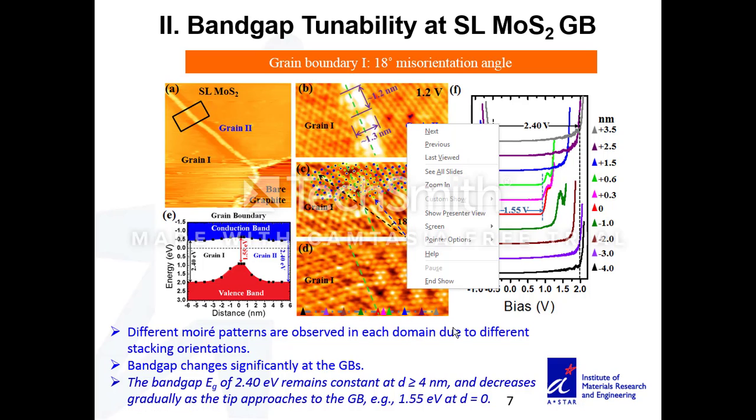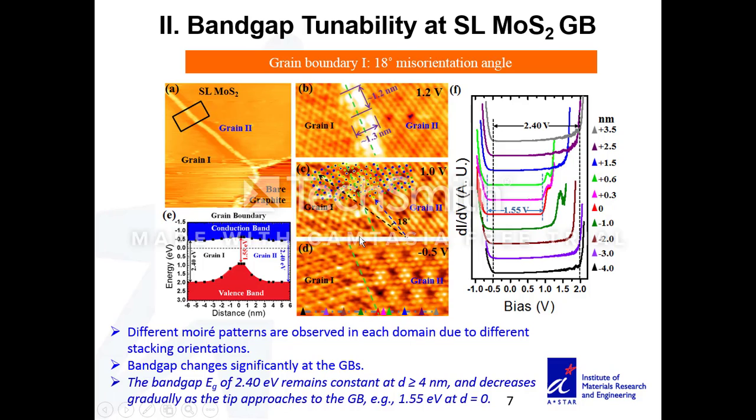then the bright protrusion disappears. To better understand the electronic topologic change, we do a series of STS measurements across the green boundary. We do STS at these marked positions. Then we find that the bandgap changes dramatically with the distance from the green boundary.